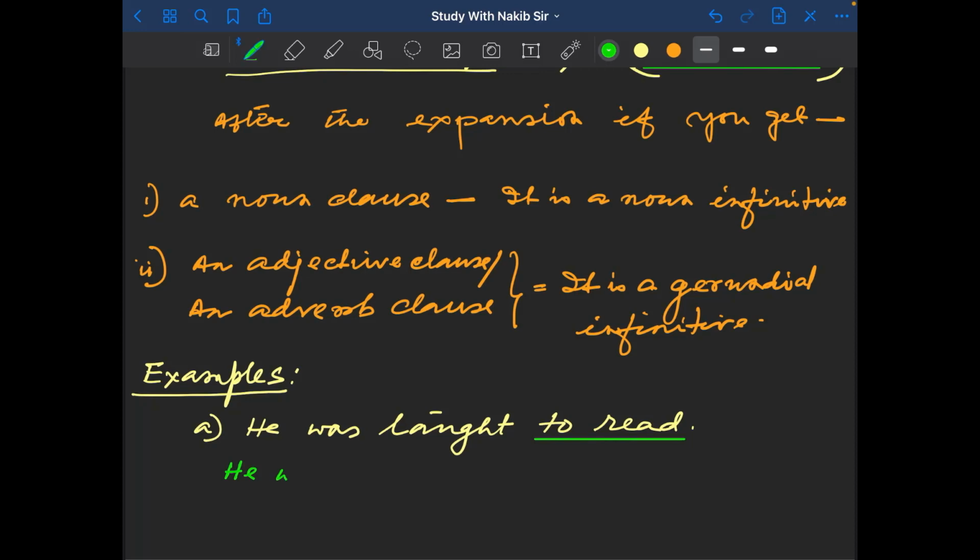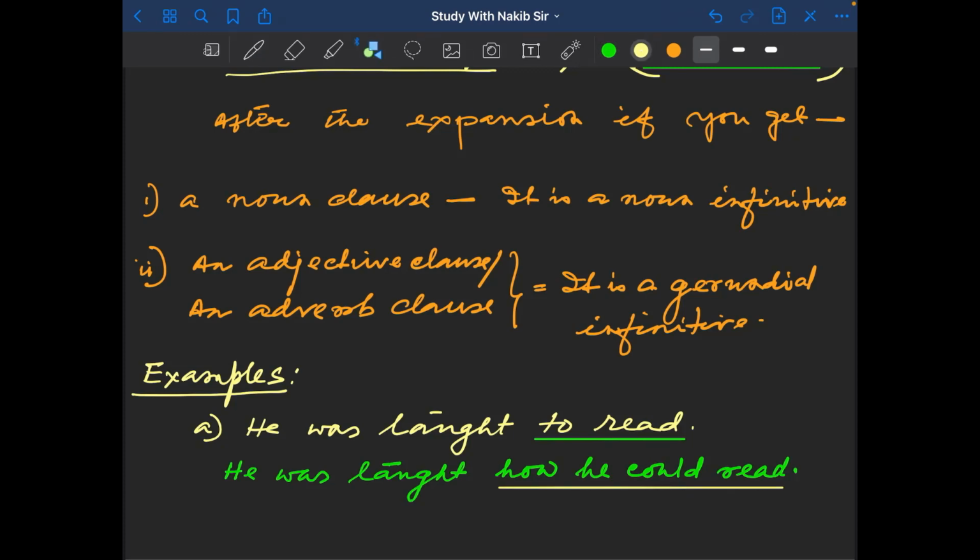He was taught how he could read. See the expansion. He was taught how he could read. How he could read is a clause, and this clause is working here as an object to the verb taught.